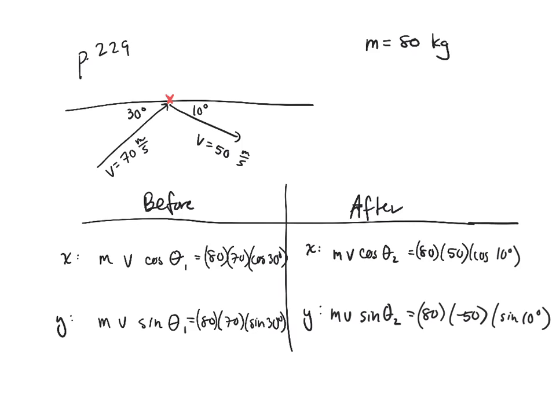Give me something. For before on the x, I got 4,849.7, and then for the after, I got 3,939.2. And what are my units for momentum? Anybody remember? Isn't it kilograms meters per second? Yeah, that's it. There's no simplified unit. One of the few times we're going to see this happening. Okay, everything is in base units.